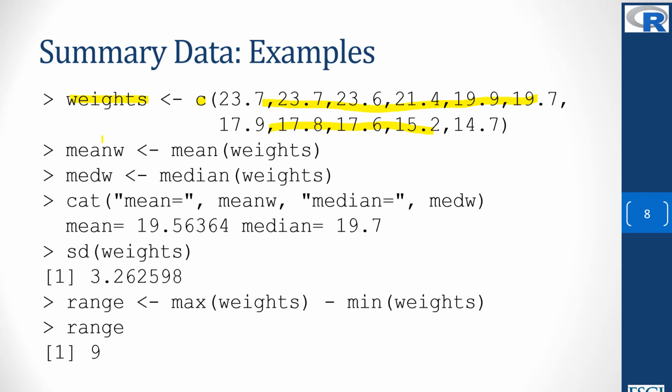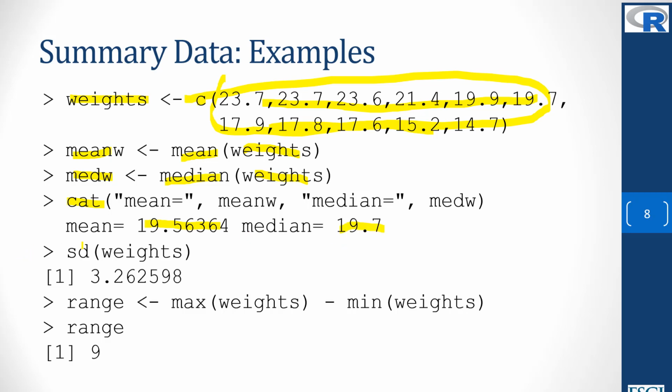Then we can calculate the mean. Remember, the mean is another name for average. We use the mean function and pass that vector to the mean function. We have the median, which is the middle value, and we use the median function, passing weights to it. And then I'm just using the cat function here to display those values. Here's the mean of all these values in this data vector, and here is the median value, the middle.